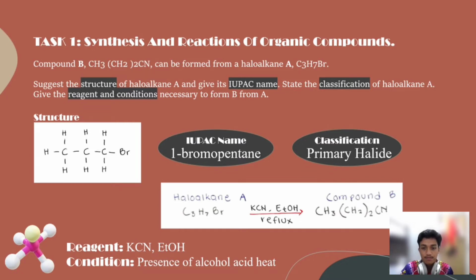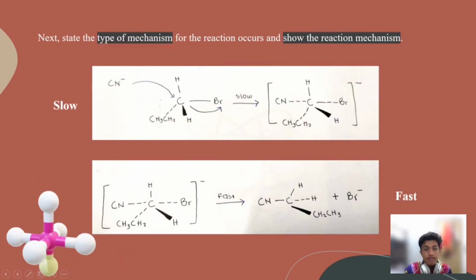Next, state the type of mechanism for the reaction and show the reaction mechanism. The type of mechanism for this reaction is second order nucleophilic substitution, known as the SN2 mechanism. During this reaction, cyanide ion will attack the carbon from the backside, expelling the bromide as the leaving group. The major product is 1-cyanopropane and the side product is bromide ion.